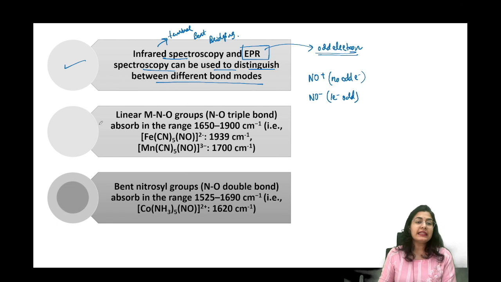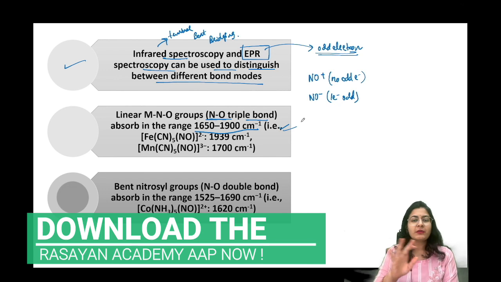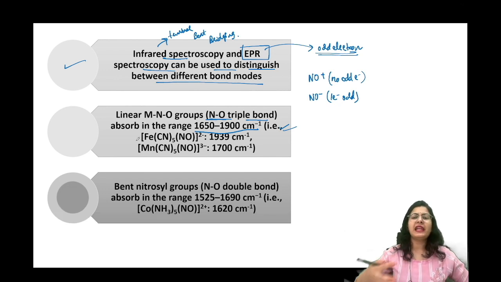Now, linear MNO groups. Yeah, they show you a triple bond like this. Okay, and they absorb in this range. 1650 समझ लो या 1600 समझ लो to 1900. Just remember it like this. Okay. Now we have some more examples. As many examples you can go through, उतने ही ज़्यादा अच्छे होंगे, exam में problem नहीं होगी.